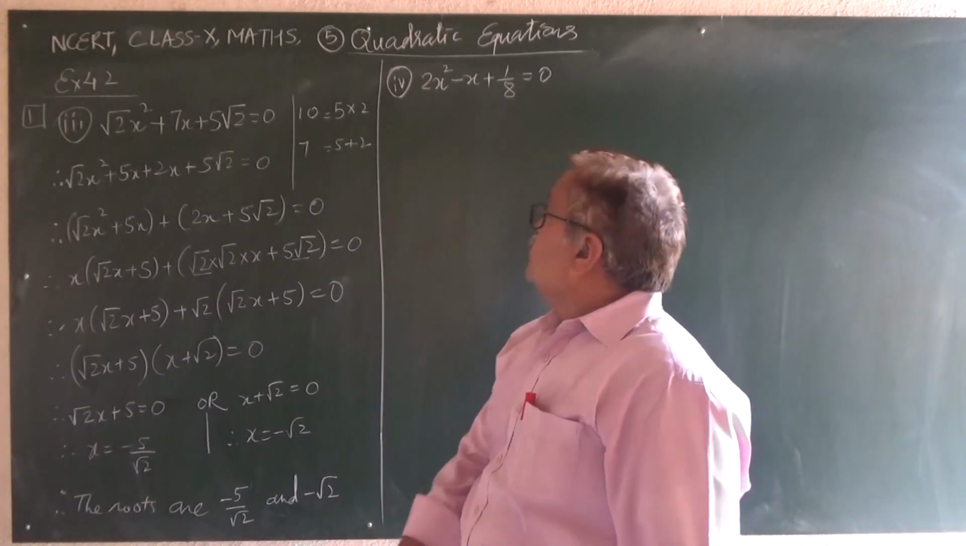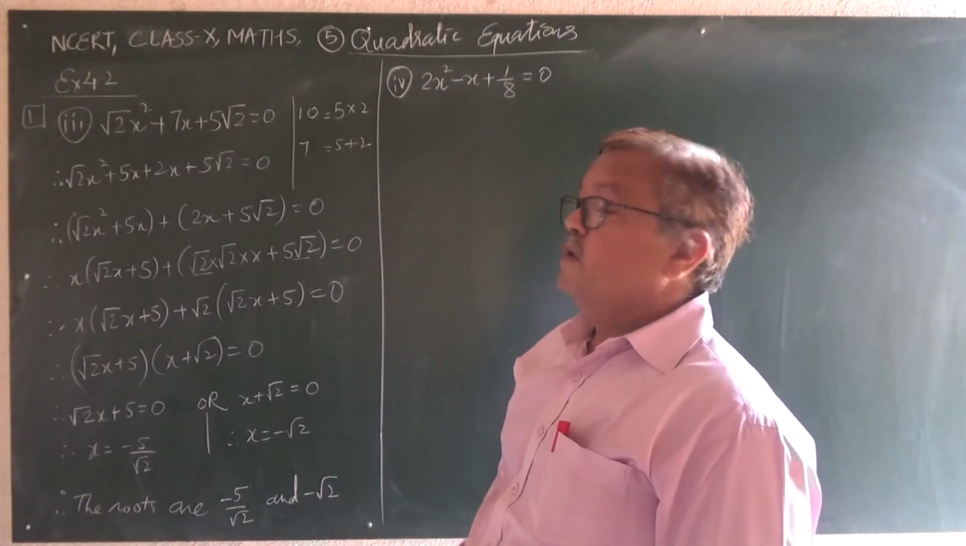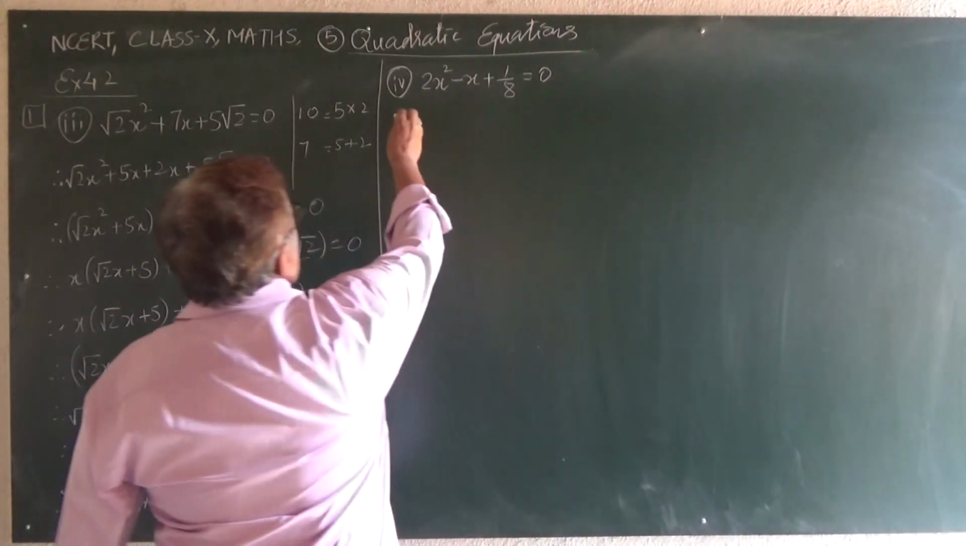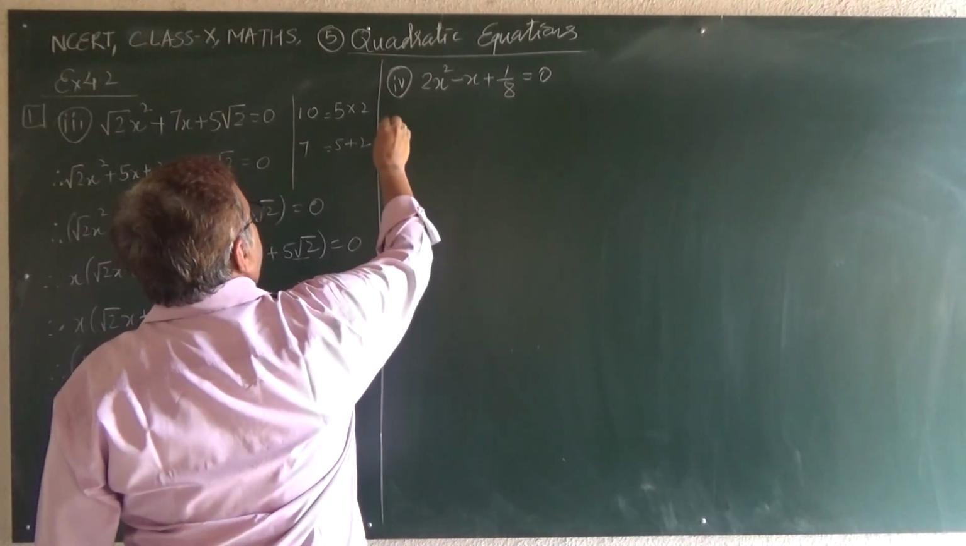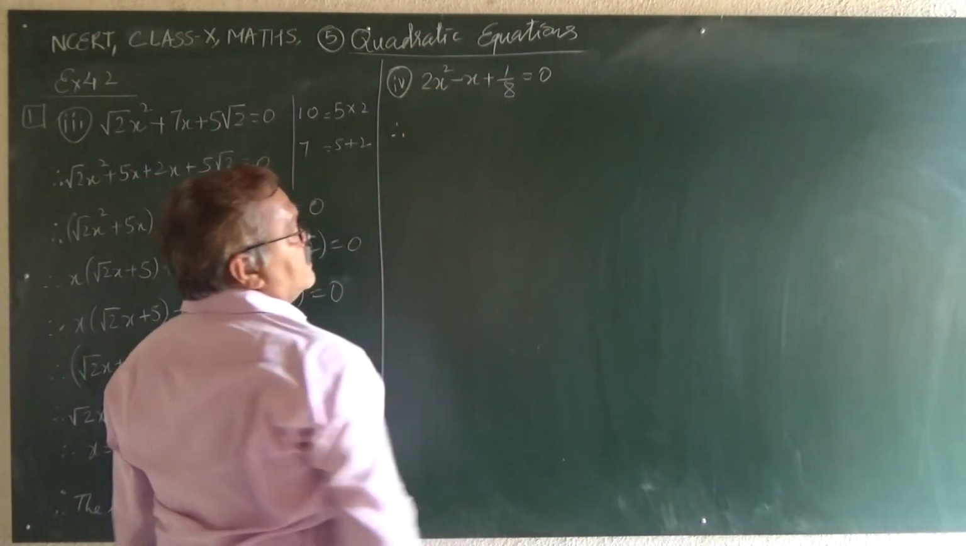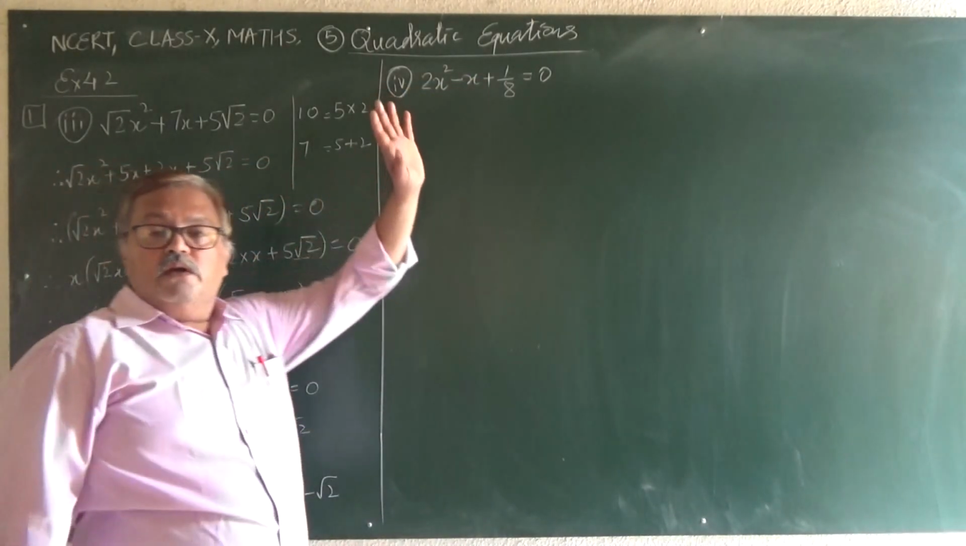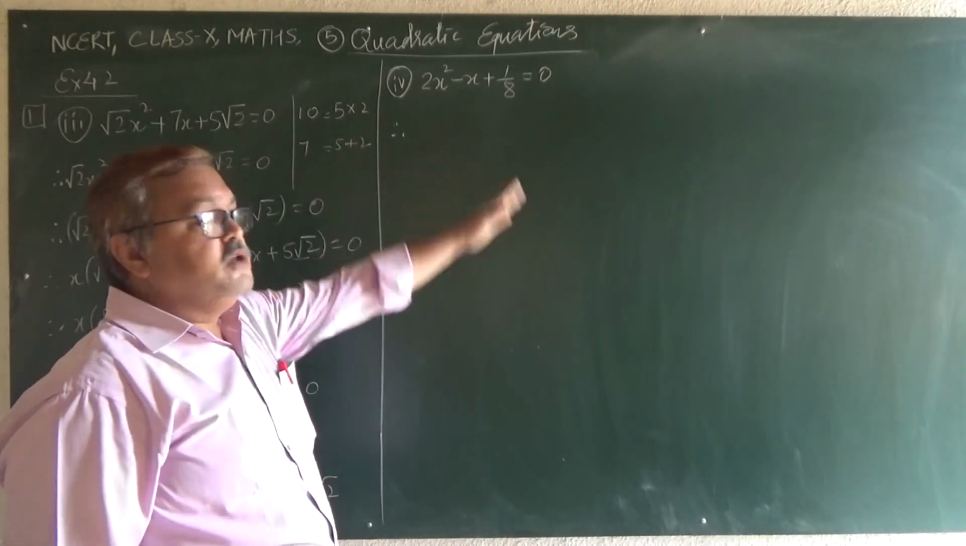Try to solve the fourth one, 2x square minus x plus 1 upon it. Now, whenever there is such a type of fraction, you try to eliminate the denominator.